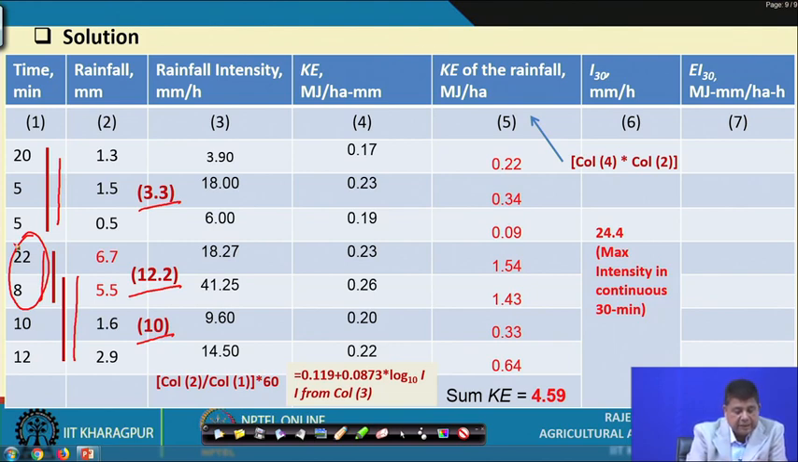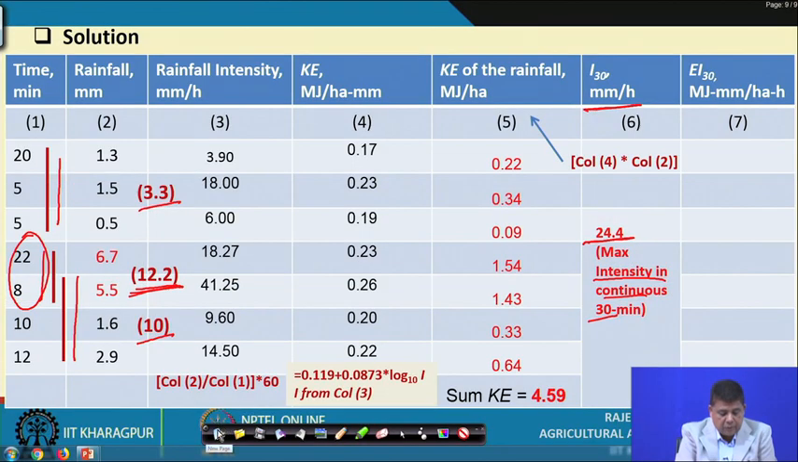So, from this we see that this is the 30 minute duration where the intensity will be maximum, because the 30 minute duration rainfall is 12.2. So, that means the maximum intensity in continuous 30 minute duration is 2 times that, that is 24.4. So, I30 maximum for this particular problem is 24.4 millimeters per hour.